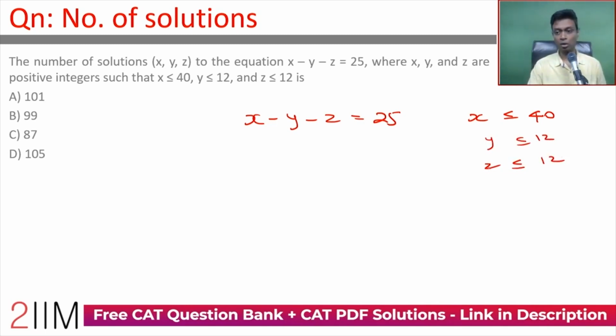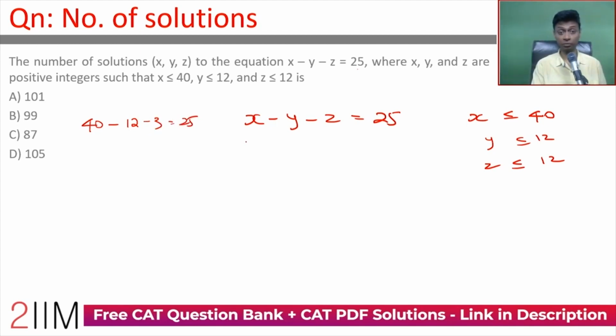Right. The maximum values y and z can take are 12. Maximum x can take is 40. So let's think about this. From 40, we subtract something to get 25. I'm just going to put some numbers here. 40 minus 12 minus 3 equals 25. 40 minus 15 is 25.